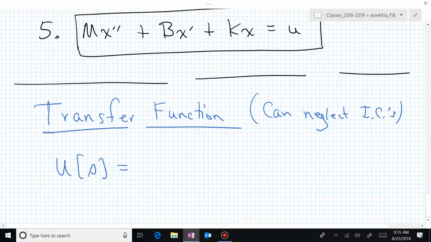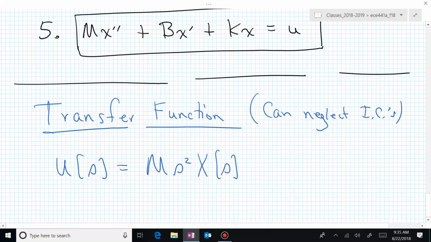Now we get into a little bit more interesting expressions. What's the Laplace transform of m x double prime? What's the Laplace transform of a derivative? What happens in the frequency domain when you Laplace transform a derivative? Multiply by s. Now we've taken two derivatives, so we have to multiply by s twice. And m is a constant. It just slides out through the Laplace transform. We have m s squared capital X of s.